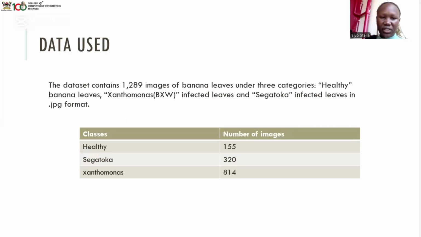For the data used, we have three classes: healthy, Sigatoka, and Xanthomonas. This classifies the leaves and the diseases, because the earliest signs of these diseases are detected in the leaves. So that's why we use images of the banana leaves to detect whether the plant is healthy, having Sigatoka, or Xanthomonas.